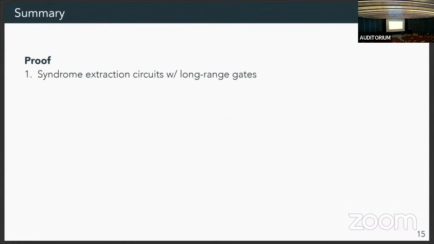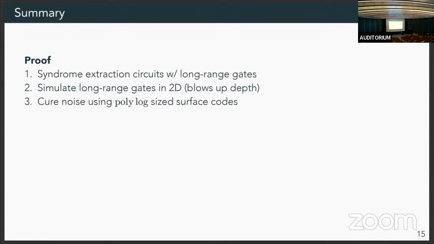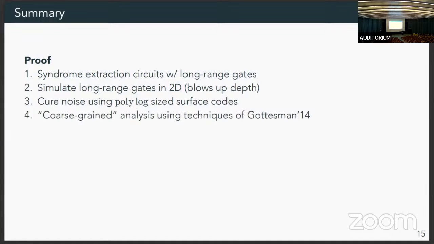So just to summarize, we built these syndrome extraction circuits that required long-range gates. We embedded them, which incurred a blow-up. So we constructed circuits that were optimal according to the TBT bound. And then we cured the noise that we introduced by having such deep circuits by concatenating with a small size surface code. The actual analysis itself is a coarse-grained approach using some techniques of Gottesman from 2014.